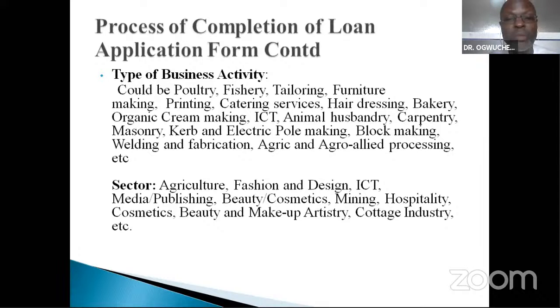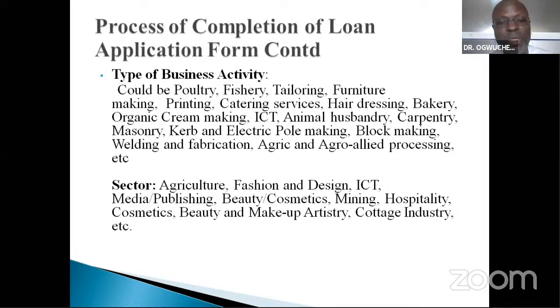It could be poultry, fisheries, tailoring, furniture making, printing, catering services, hairdressing, bakery, organic cream making, ICT, animal husbandry, carpentry, masonry, curb and electric pole making, block making, welding and fabrication, agric and agro-allied processing. All these are various business activities. And then for sector, we have agriculture, fashion and design, ICT, media publishing, beauty, cosmetics, mining, hospitality, cosmetology, beauty and makeup artistry, cotton industry. Okay, so these are the sectors.